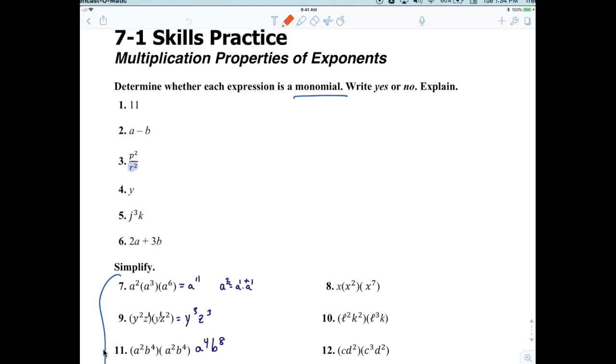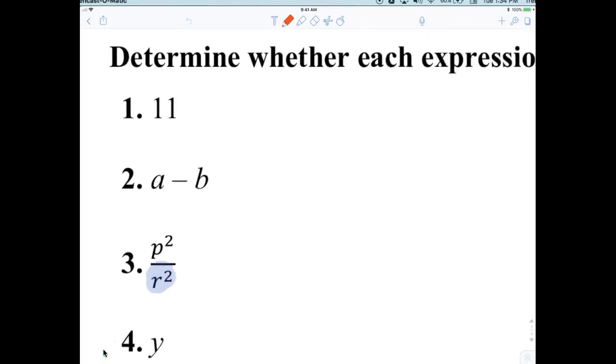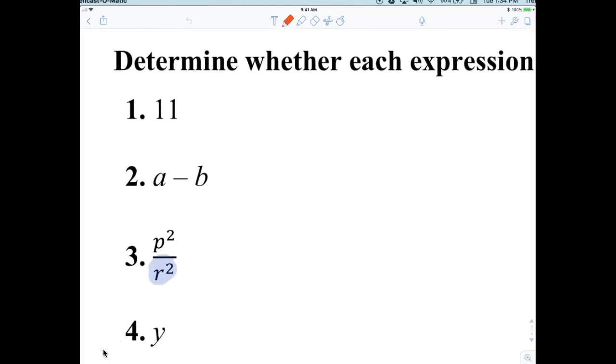I don't. Yeah, because you didn't what? Well, I looked at the definition, but I wasn't sure. Monomial means what? One term. What separates terms? Addition and subtraction. All right, so number 1, is that a monomial? Yes, because that's one term.